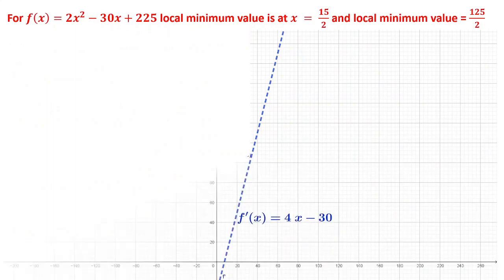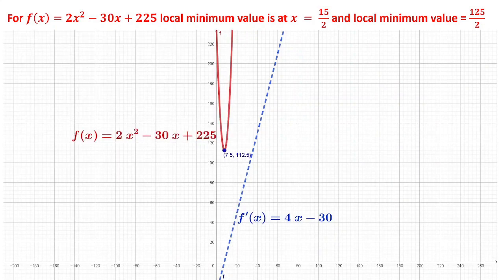Now we can see the graph of it also, and its graph is like this. It's coming down and then going up. When it comes down at 7.5, it is getting the local minimum value. Remember, at the local minimum value, the function will start increasing. At the local maximum value, the function will start decreasing.